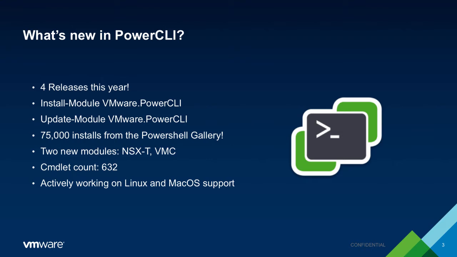We've released 2 new modules this year that I'm really excited about. The first one is the NSX-T module, and the other one is the VMware Cloud on AWS module. Both I'm really excited about seeing growing. Right now, they're more low-level access to the APIs, and I look forward to us adding more cmdlets that are super easy to use. So now in PowerCLI, our cmdlet count is up to 632. That's 632 cmdlets that you can use to manage your VMware environment.